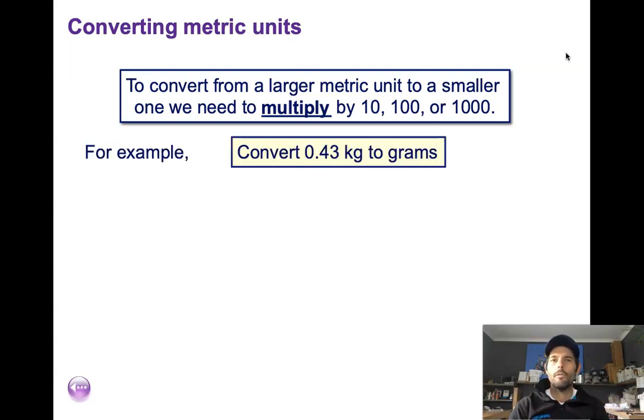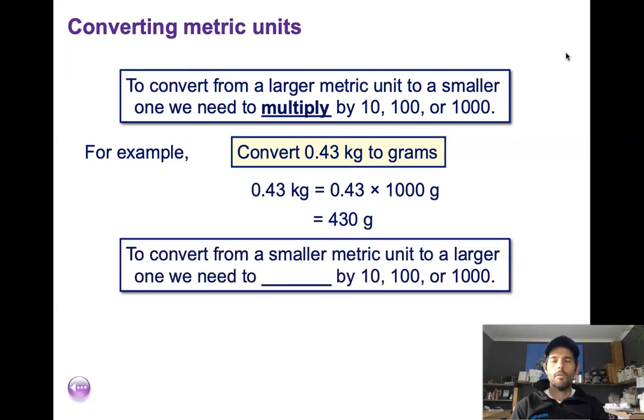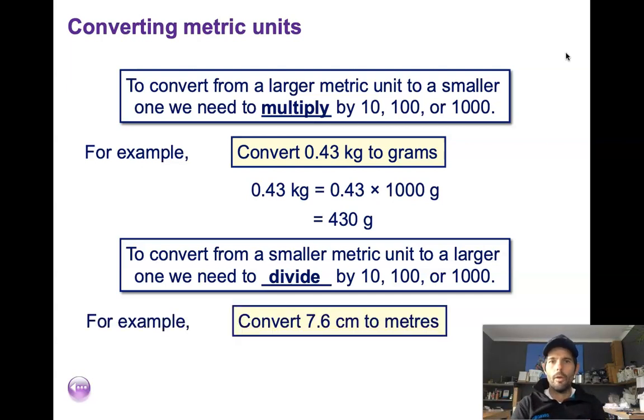So if I said to you convert 0.43 kilograms to grams, you should be aware that I multiply by 1000 to get from kilograms to grams, and that gives me 430 grams. Then to convert from smaller to larger, so the opposite way, and yes, you're quite correct, it would be divide. So if I wanted to go, for example, from 430 grams to kilograms, I'll just divide by 1000 to get to 0.43 kilograms.